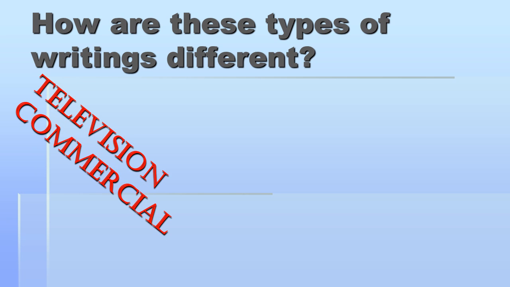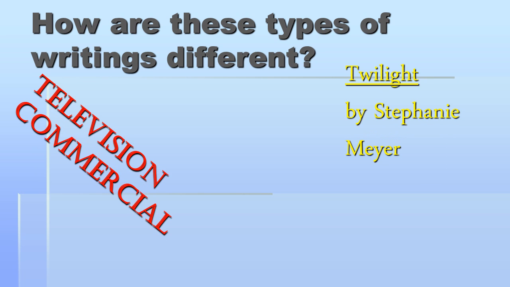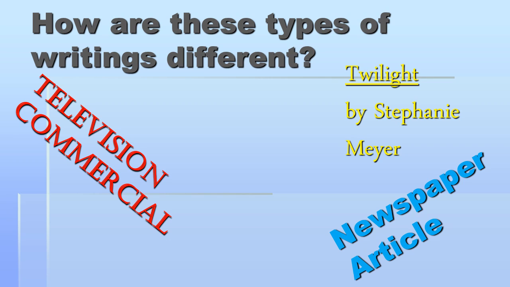A television commercial. Twilight by Stephanie Meyer. A newspaper article. How do all these types of writings differ? Well, they all have one key difference. One important thing that separates each from the other. That difference?